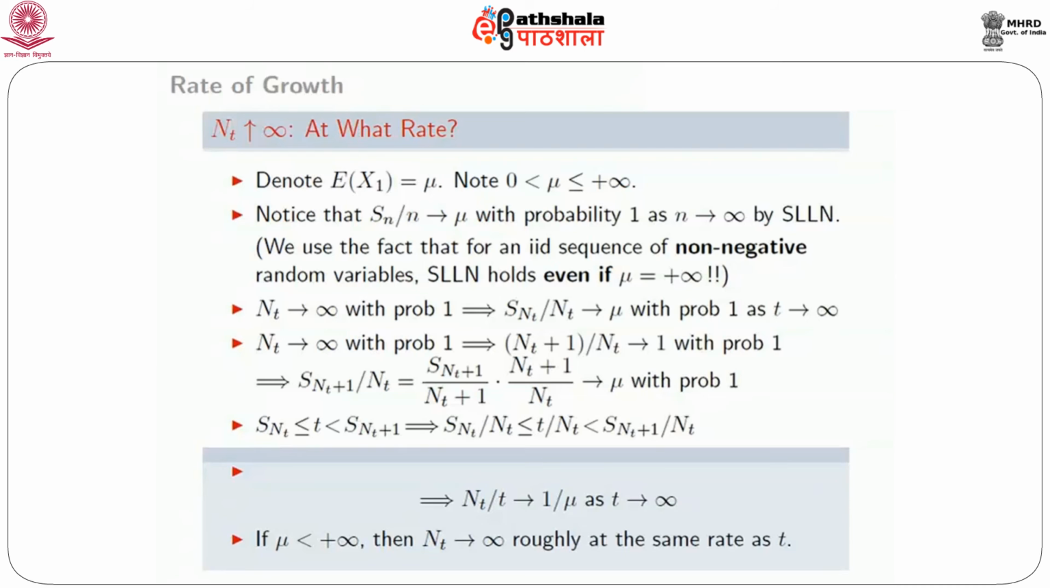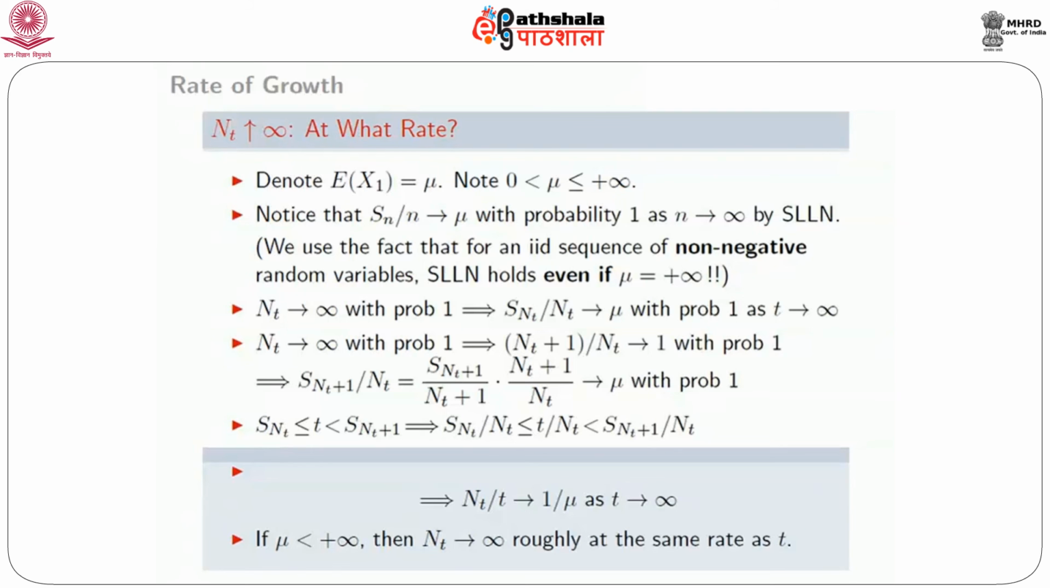That's basic calculus. This would imply that if I look at S_(Nt plus 1) by Nt, then you can write it as S_(Nt plus 1) over Nt plus 1 into Nt plus 1 by Nt. The second factor goes to 1, the first factor goes to mu. So S_(Nt plus 1) divided by Nt goes to mu with probability 1. But remember that S_Nt is less than or equal to t less than or equal to S_(Nt plus 1). So that implies, of course, that S_Nt over Nt is less than or equal to t over Nt less than S_(Nt plus 1) over Nt.